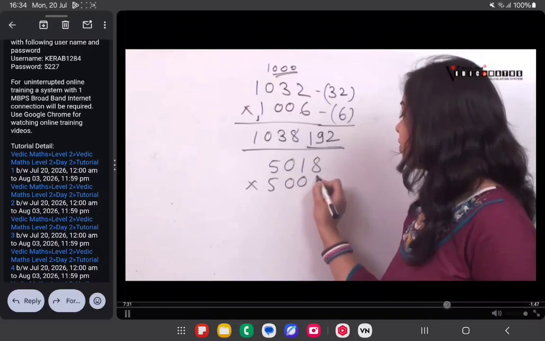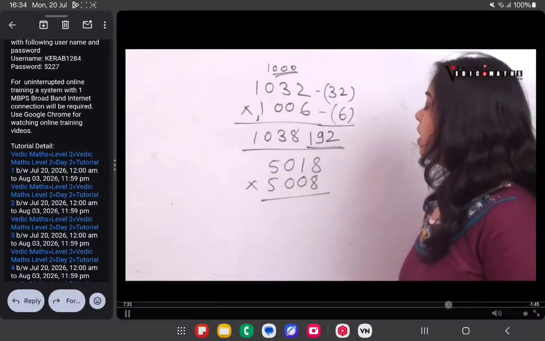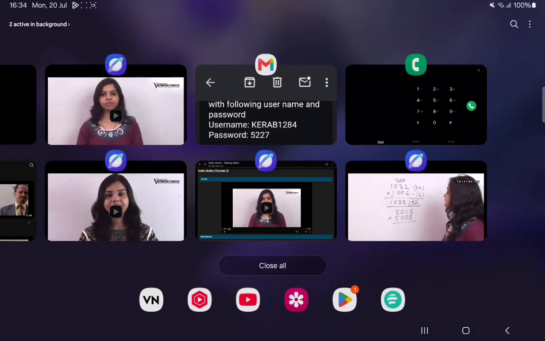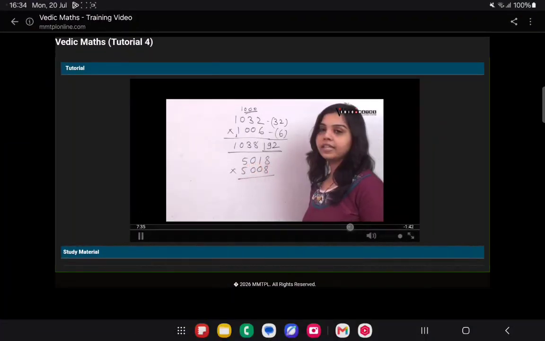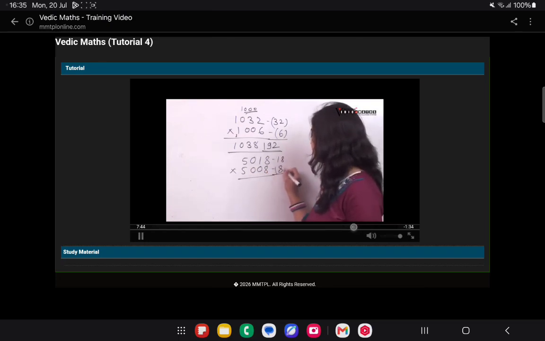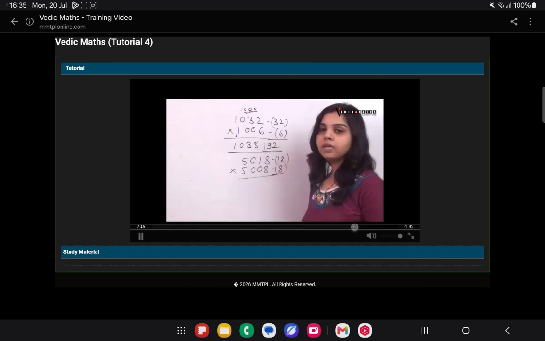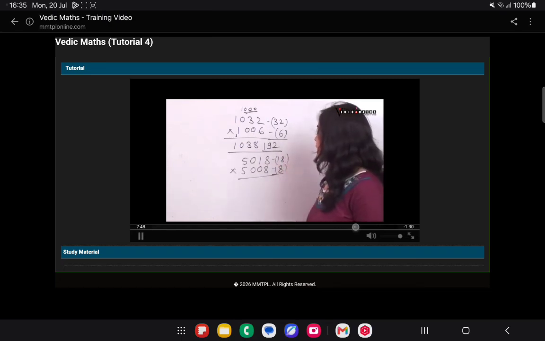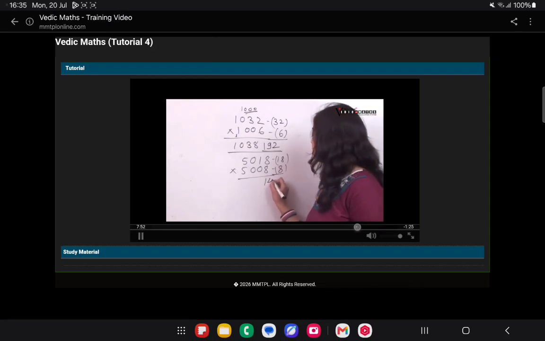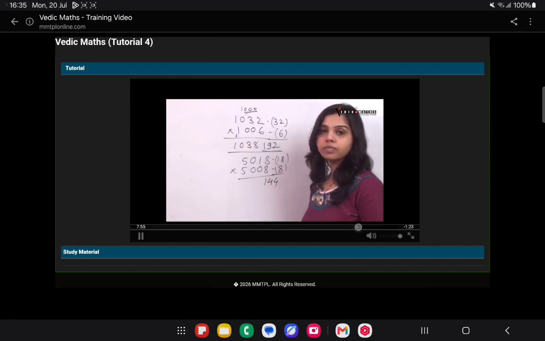5018 multiplied by 5008. If we are taking base of 5018 is 5000, so our excess is 18. And in case of 5008, excess is 8. First step, multiply the excess. That means 18 into 8. 18 into 8 is 144.